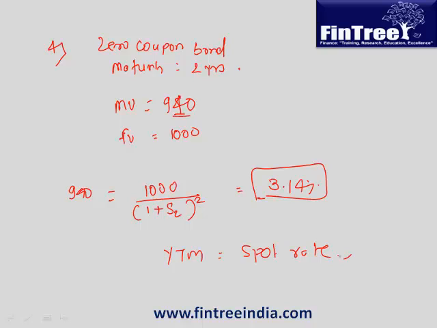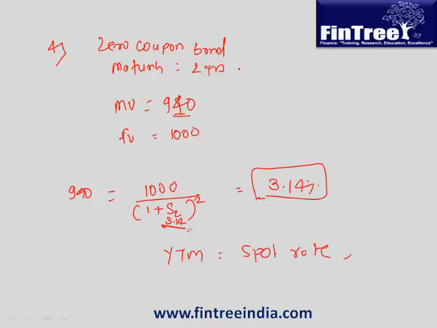In fact, this is how spot rates are calculated. A spot rate is nothing but YTM on a zero coupon bond. Is it clear? Should I repeat again? A spot rate is nothing but the rate that makes the present value of future cash flow equal to today's bond market price. So in this equation, if I substitute 3.14, it will satisfy the equation.